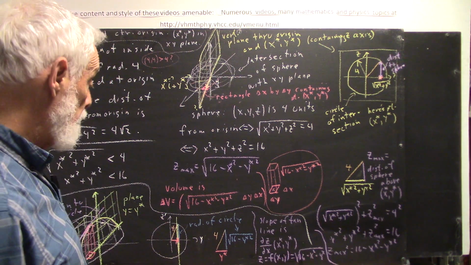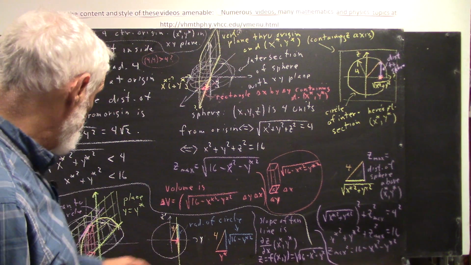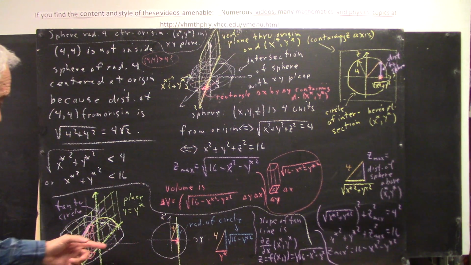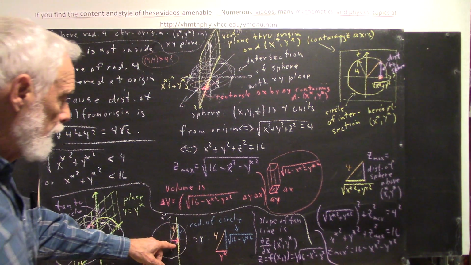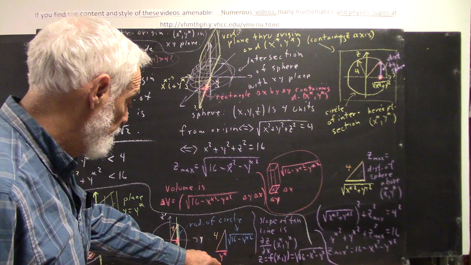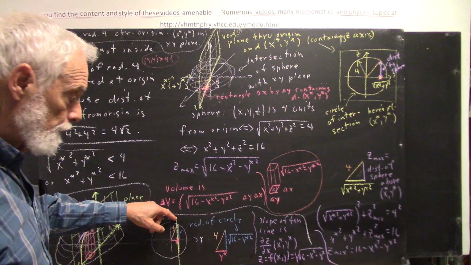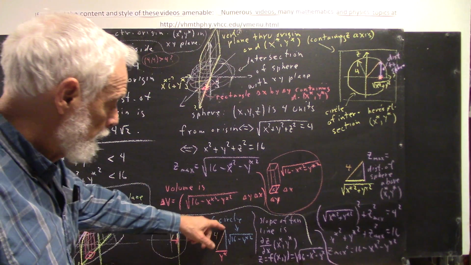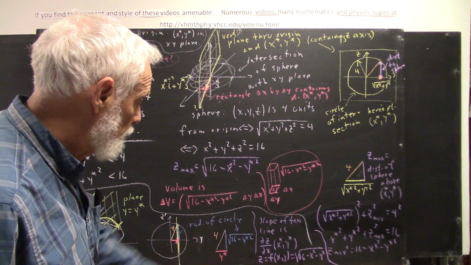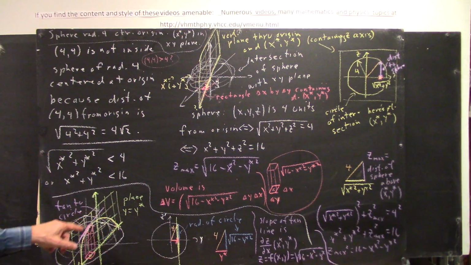This really is the y-axis, and the distance from here to here is the distance along the y, and of course that distance is going to be y star, and this distance is going to be 4, and this distance is going to be the radius of the circle that we get here.